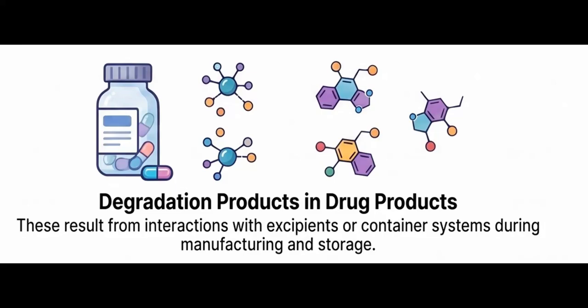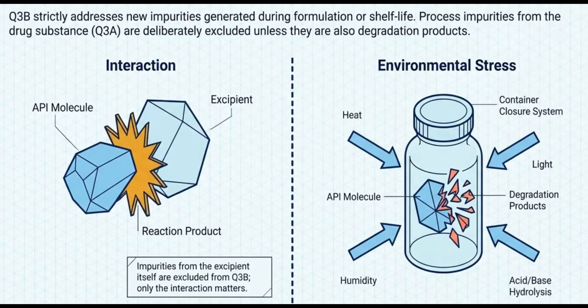2B, degradation products in drug products. A separate and important category is degradation products, and here we are specifically talking about the finished drug product, not just the active substance. These arise from interactions between the drug and its excipients, or from the container and closure system during manufacturing and long-term storage. For example, a preservative in a liquid formulation might react with the active ingredient under certain temperature or pH conditions, generating a new chemical entity that was never intended to be there. This is why stability testing is so closely linked to impurity profiling.